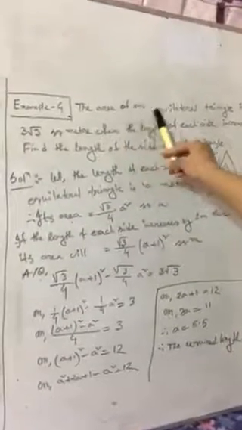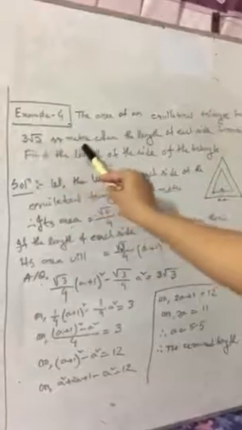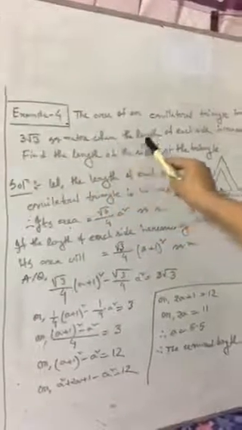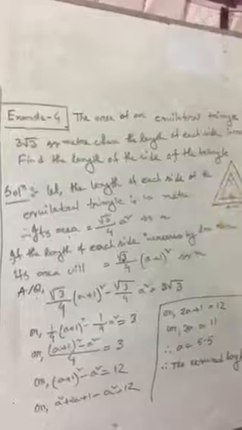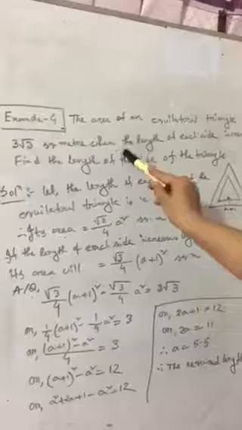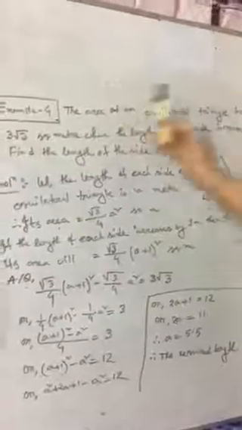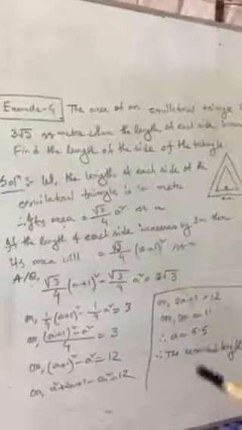The area of an equilateral triangle increases by 3 root 3 square meter when the length of each side increases by 1 meter. Find the length of the side of the triangle. First, the question says that if the length of each side increases by 1 meter, then the area of the equilateral triangle increases by 3 root 3 square meter. Okay, let's do the solution.